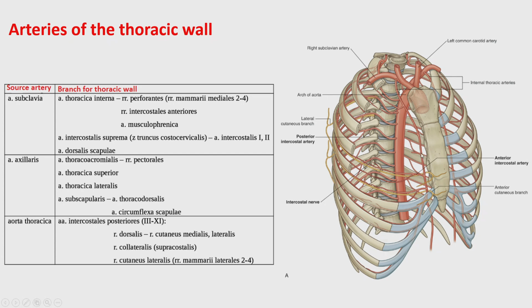Then we have the intercostal suprema, dorsalis scapulae, the axillary artery giving the thoracoacromial branch, superior thoracic, lateral thoracic, and subscapular artery. And finally, the aorta in the intercostal space, you can see that it's giving the posterior intercostal arteries that are from the third intercostal space till the 11th one.